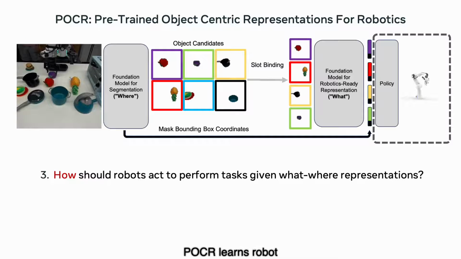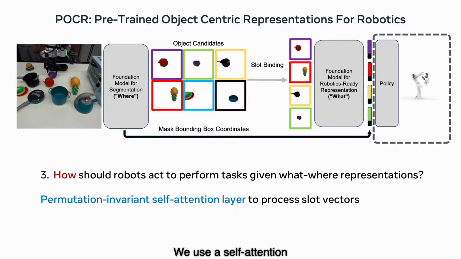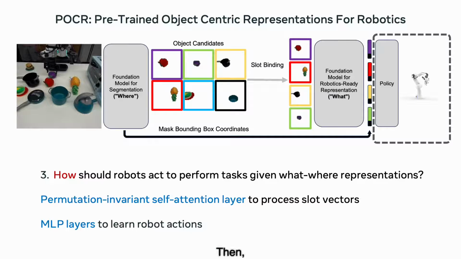Finally, POCR learns robot policies. We use a self-attention layer that encodes permutation invariance to process the slot vector descriptors. Then we use MLP layers to learn robot actions with a behavior cloning objective.